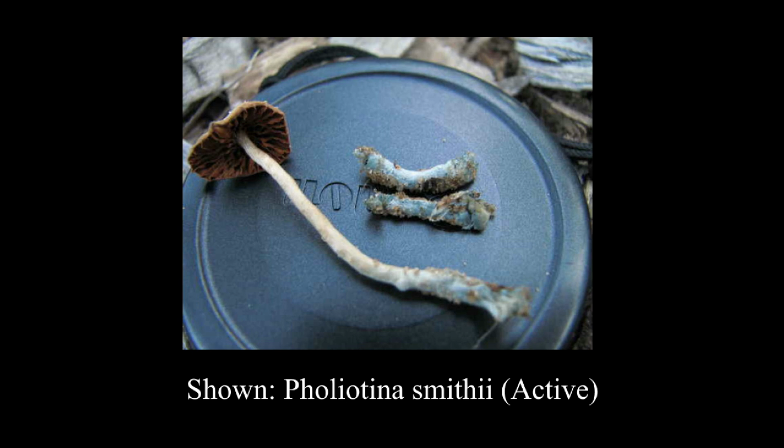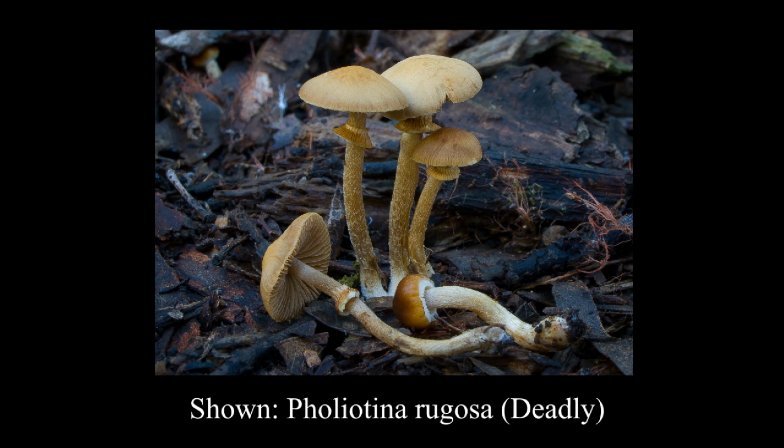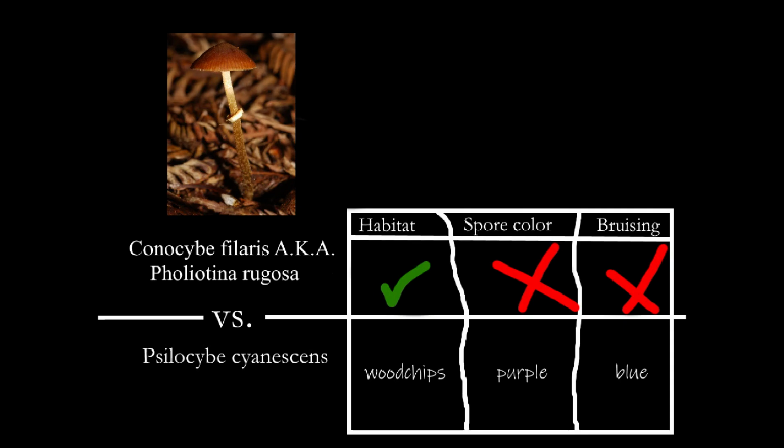Eating any mushroom in the genus Conocybe or Pholiotina is inadvisable due to the high probability of confusion with deadly species. Let me repeat the last sentence to cover my ass. Eating any mushroom in the genus Conocybe or Pholiotina, even active species, is inadvisable due to the high probability of confusion with deadly species. The deadly Pholiotina rugosa has rusty brown spores and does not bruise blue. Also note the partial veil remnants or ring present on the stem.